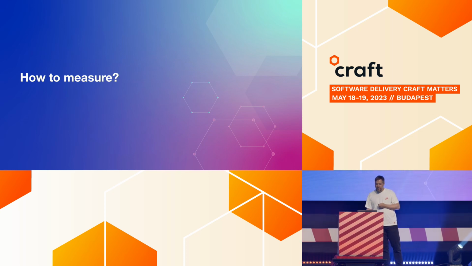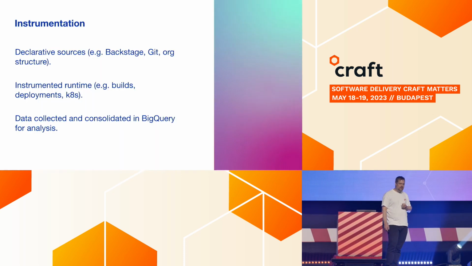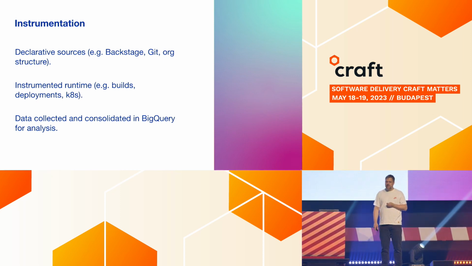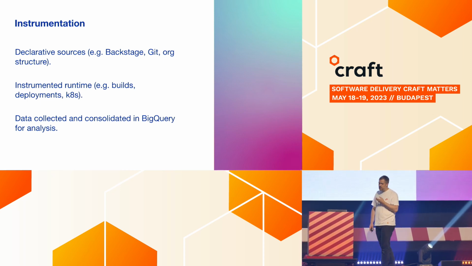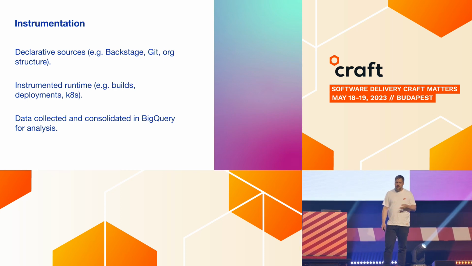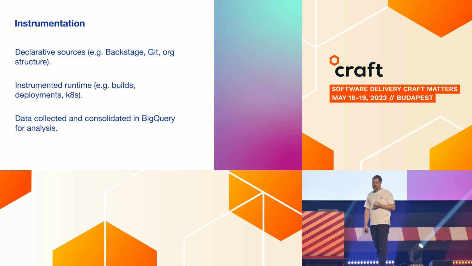So let's talk a little bit about how we do that in practice. We take a lot of sources. That might be our source code from our Git. It might be everything that we have in Backstage, which is our software catalog that we use. It's our org structure. It's a ton of these declarative sources.